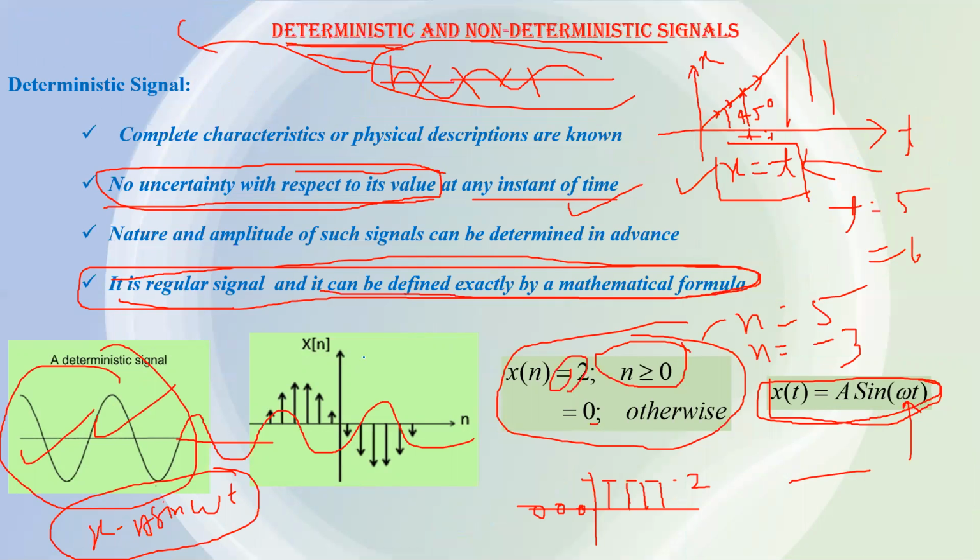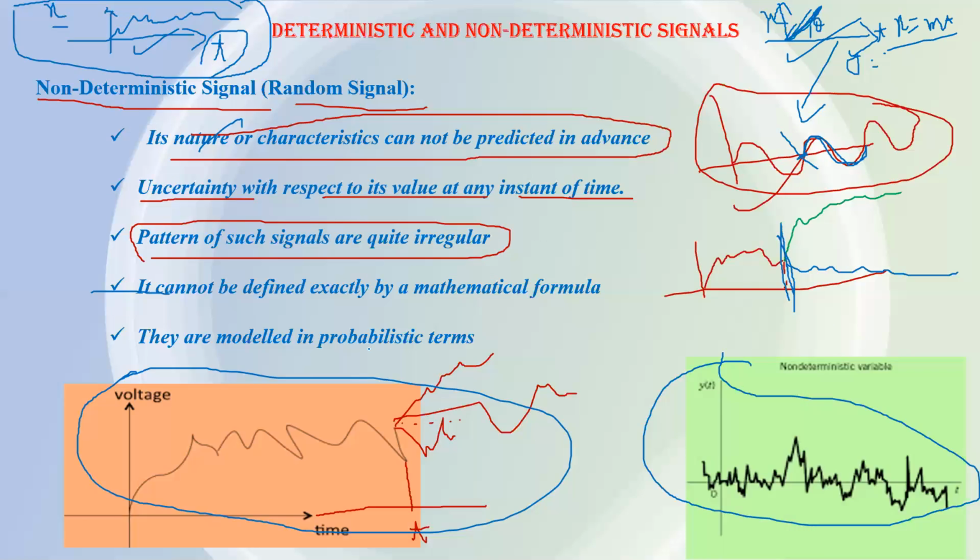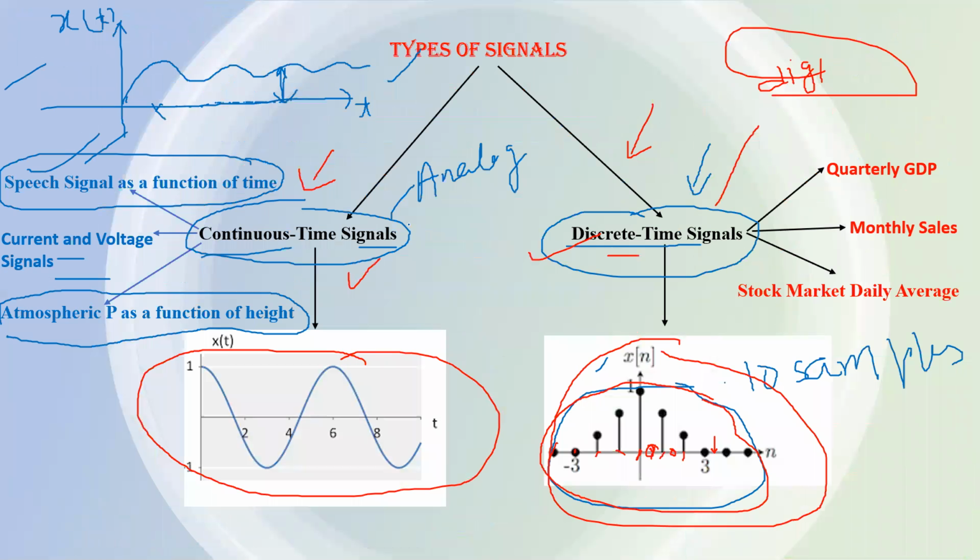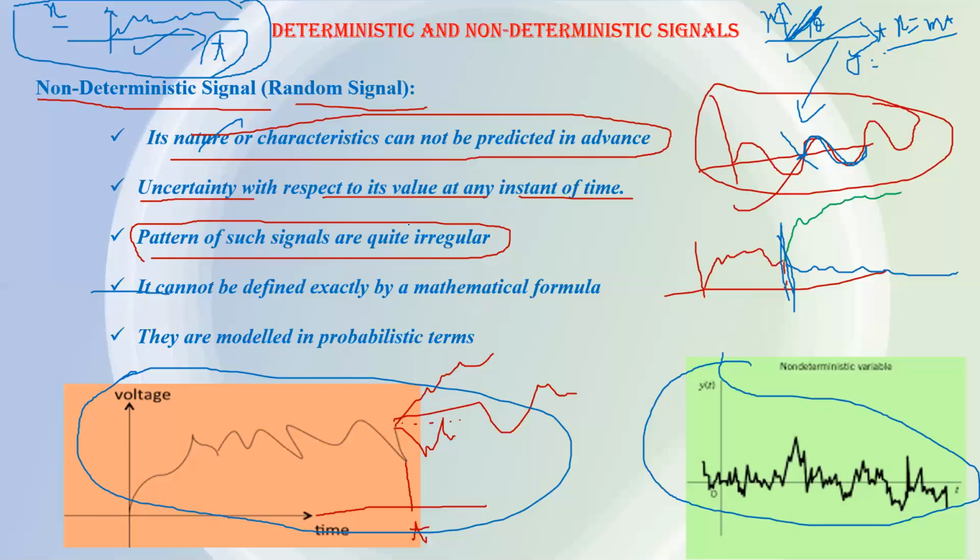So this is the type of signal, not only deterministic and non-deterministic. In the next lecture, we will study about periodic and aperiodic signal. In addition to periodic and aperiodic signal, there are various other types of signal also. So we will study about those types also in the next lecture. So this is all about this lecture. Thank you.